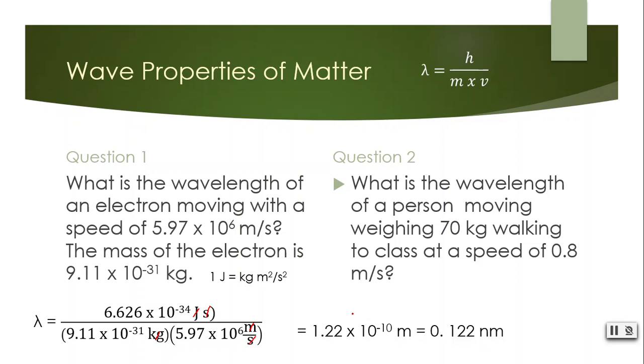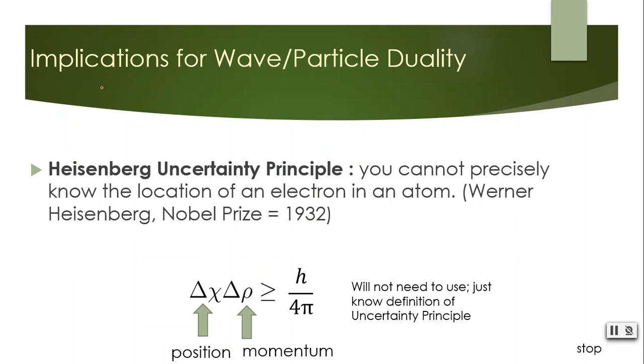So it's kind of weird to think that all matter has wave-like properties. You just may not be able to see it with your naked eye. We will do another example in class with what the wavelength is for a particular person. But let's end this video with a conversation about implications of this wave-particle duality: the fact that we can think of electrons as particles and as waves.